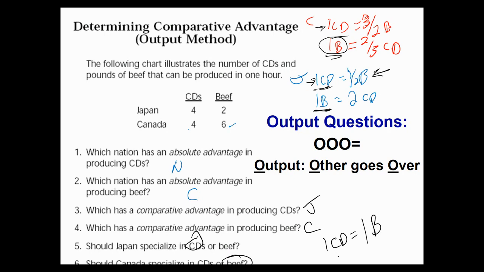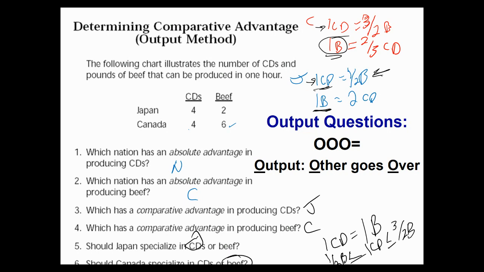So realistically, if you were to draw it out, if I were to say a trade ratio, it'd be like one half beef, right? It would have to be greater than or equal to one CD, but less than or equal to three halves of a beef. So if I asked you for a beef, what would the trade ratio have to be? So for one CD, you have to be willing to trade between a half of a beef and three halves of a beef, and then they'll both be better off.